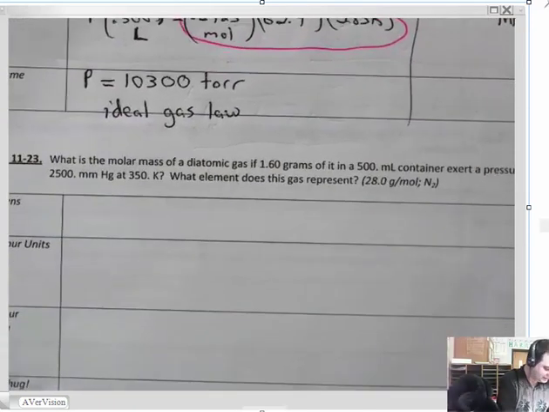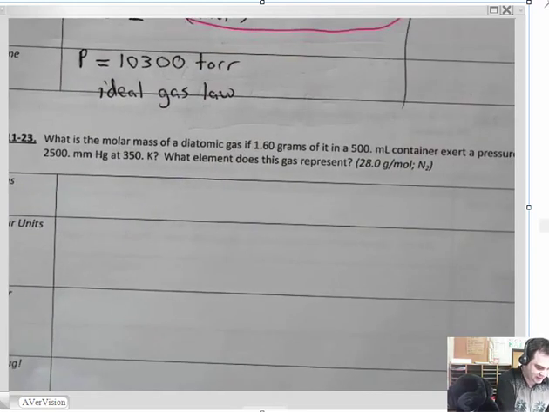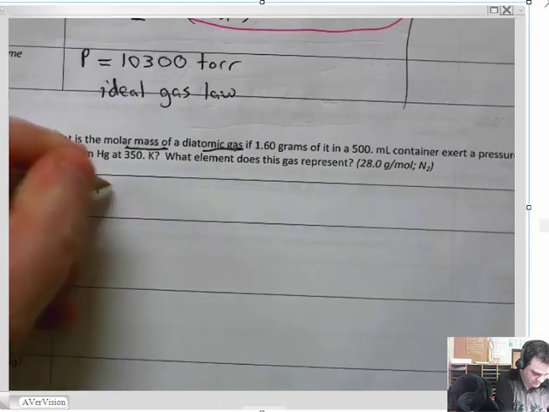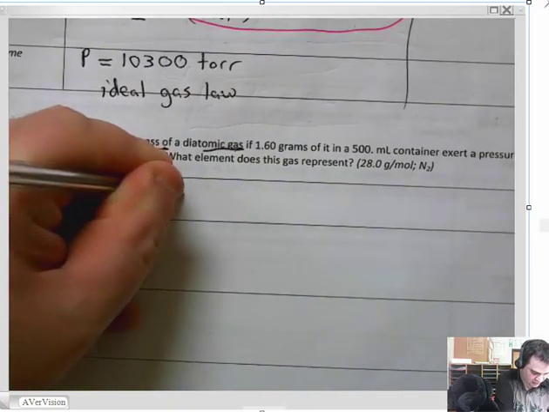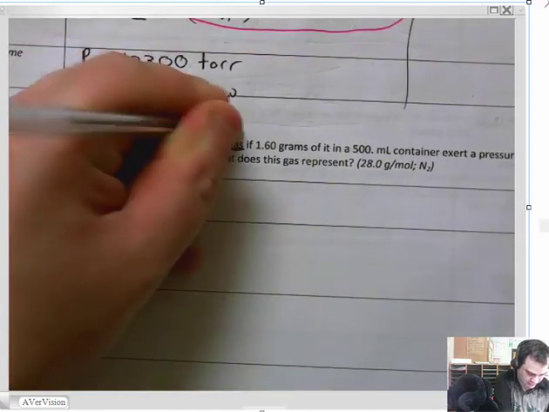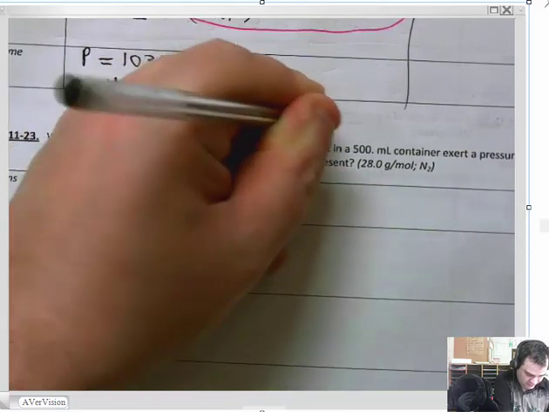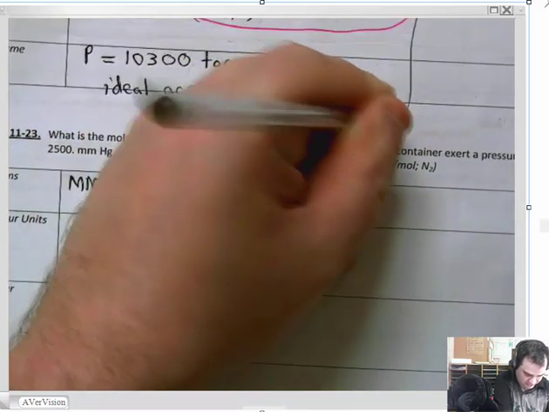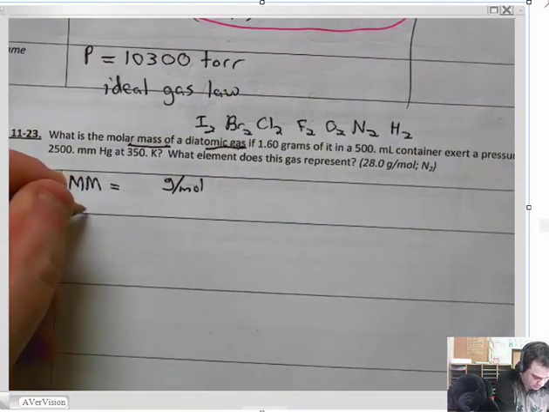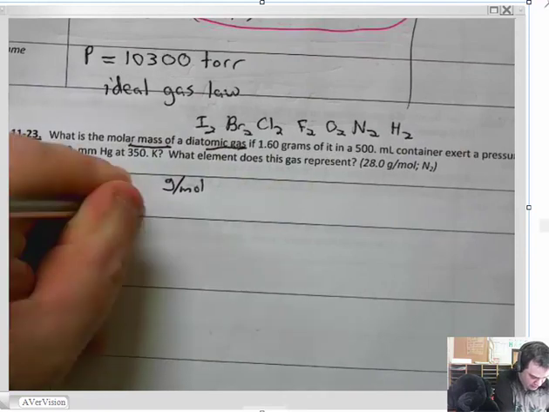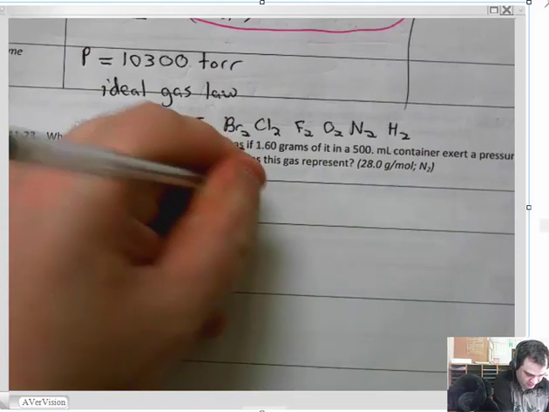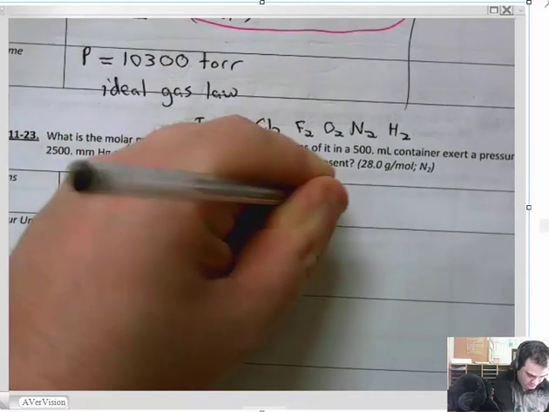Okay. Now, next problem here. What is the molar mass of a diatomic gas? So we're looking for the molar mass, which is G moles, down with the gangsters, of a diatomic. Remember, the diatomics are I bring clay for our new house. We remember those too, right? If 1.6 grams, so we got 1.60 grams, that's the mass. 500 milliliters, which is really 0.500 liters, that's the volume.